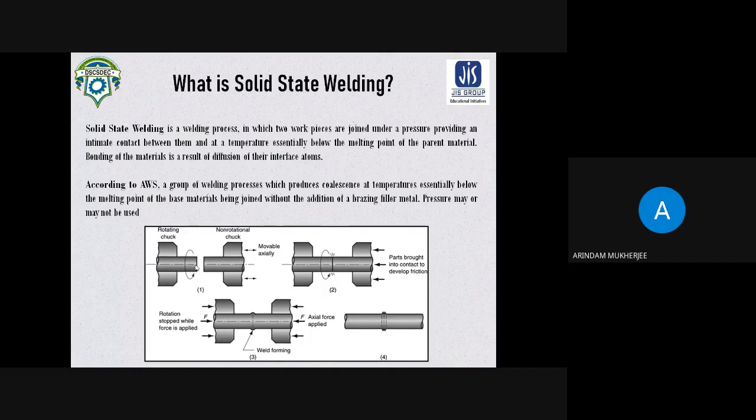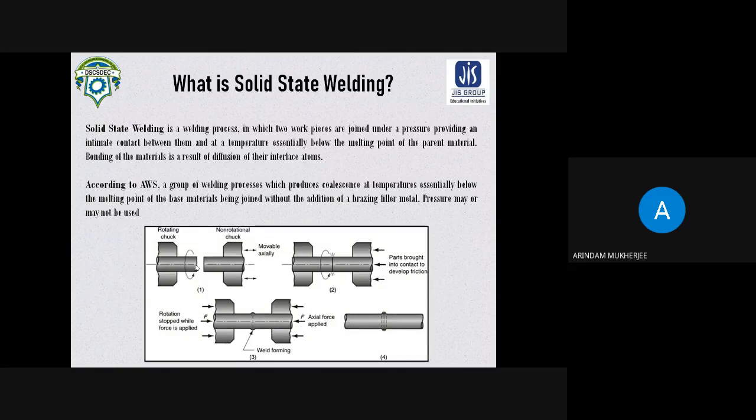Let us see how we define the solid state welding process. Solid state welding is a welding process in which two work pieces are joined together under a pressure, providing an intimate contact between them, and a temperature essentially below the melting point of the parent material. Bonding of the materials is a result of diffusion of the interface atoms. What are the important factors you must address? First of all, in solid state welding, pressure is absolutely necessary. You cannot accomplish any solid state weld joints without pressure.